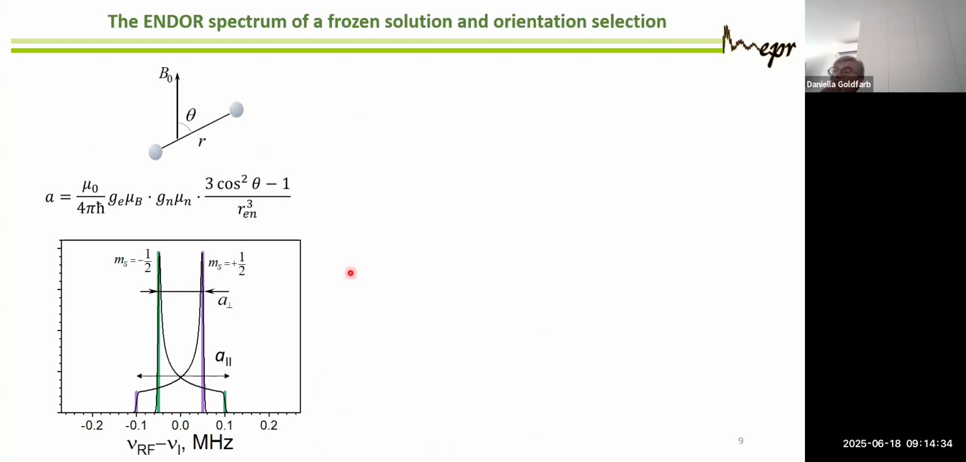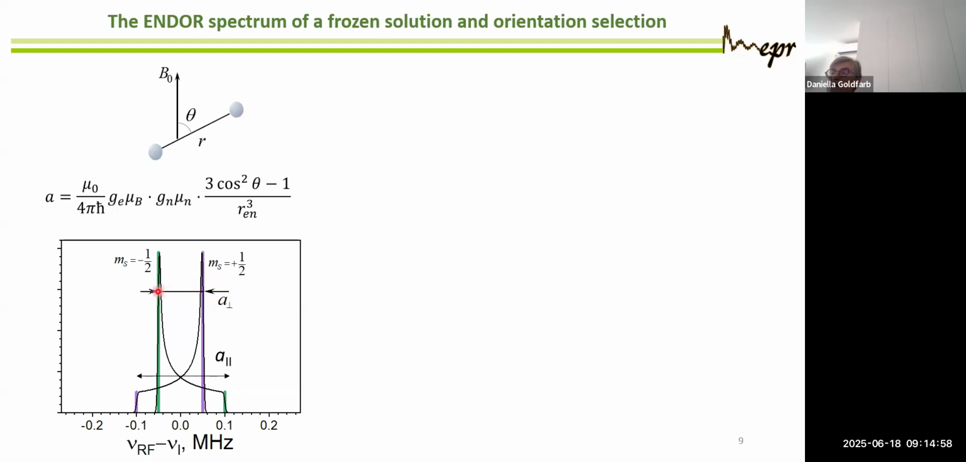Okay, so as I said, we consider only dipolar interaction because we want to look at long distances. So here's the equation. It's a frozen solution, so we can have all types of orientations. We have all possible thetas. And here is the ENDOR powder pattern without the blind spots.